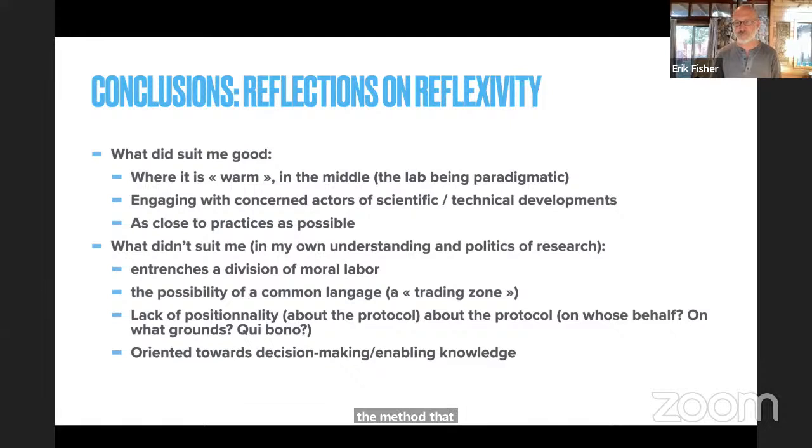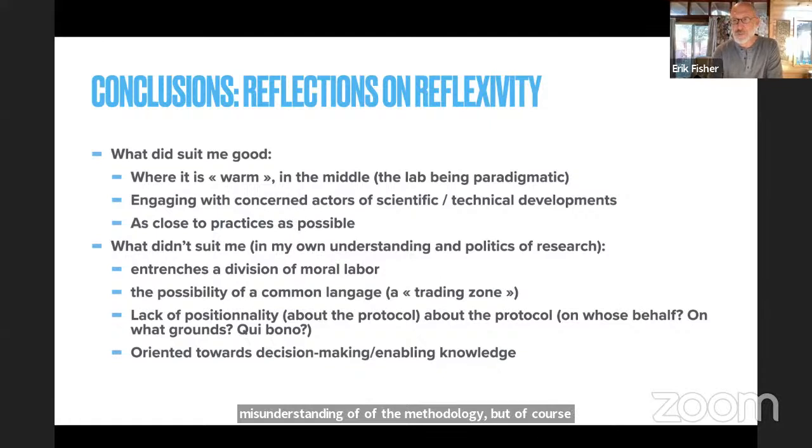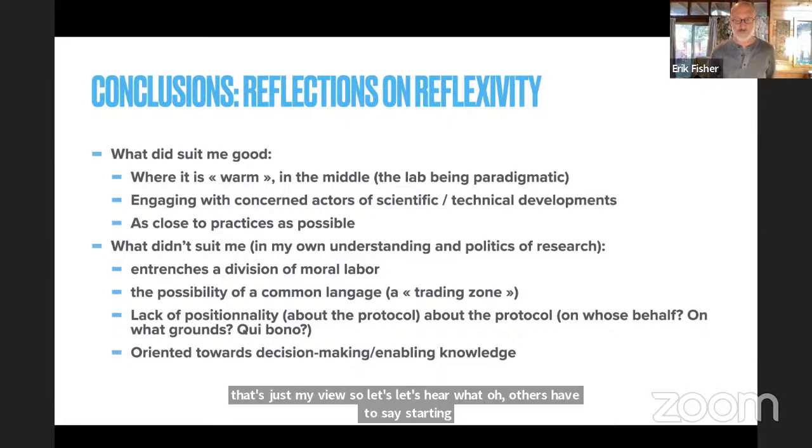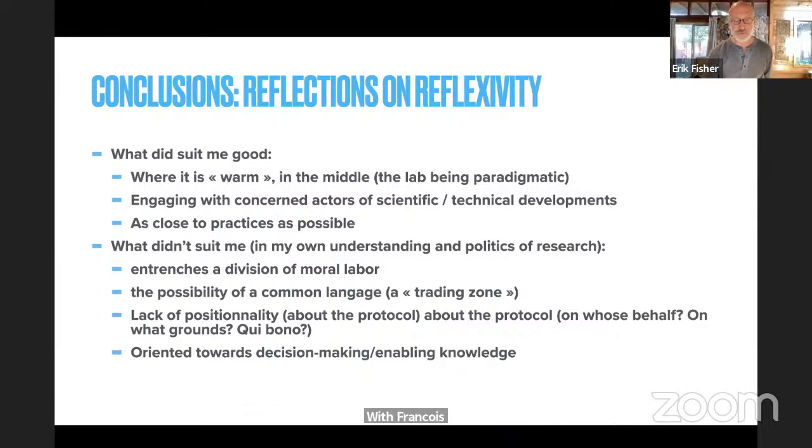So, I want to give François an opportunity to respond to that, but I also want to open it up because I think it's an important issue simply because, in my view, it's a misunderstanding of the methodology. But of course, that's just my view. So let's hear what others have to say, starting with François. If you want to, you can just let others go, and if you want, you can continue on with your second set of your presentation, of course. Yeah, Marike.